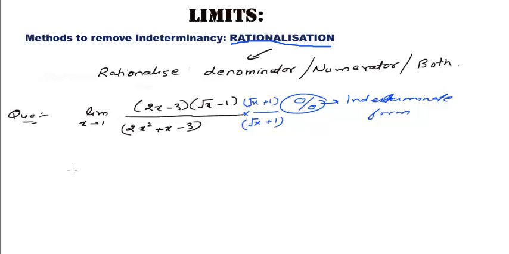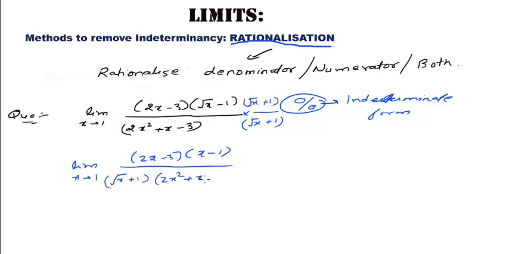Now what will the expression turn out to be? The first term will remain as it is, 2x minus 3. Now these two terms, under root x minus 1 and under root x plus 1, a minus b into a plus b will become what? A square, that is under root x whole square, that will be x, minus b square, that will be x minus 1. And in the denominator, what do you have is under root of x plus 1 into 2x square plus x minus 3.